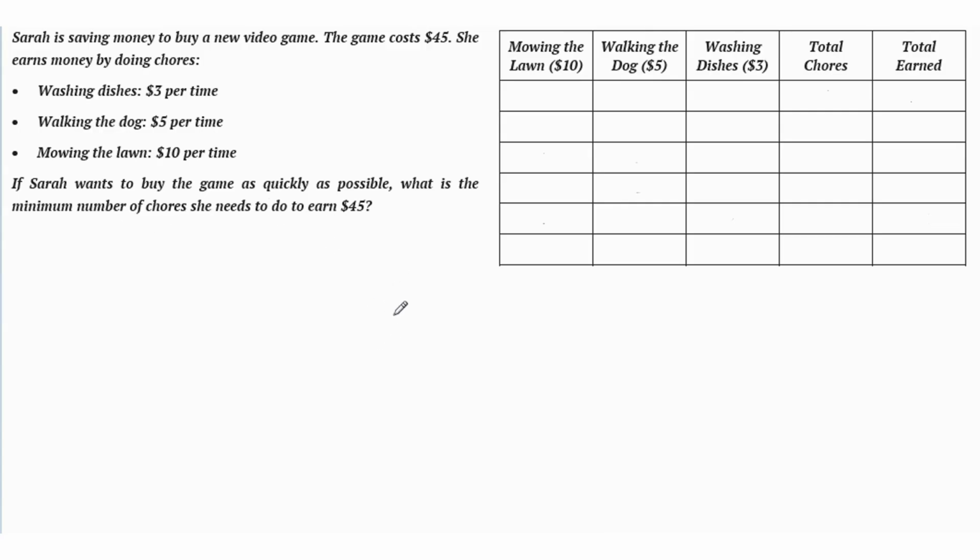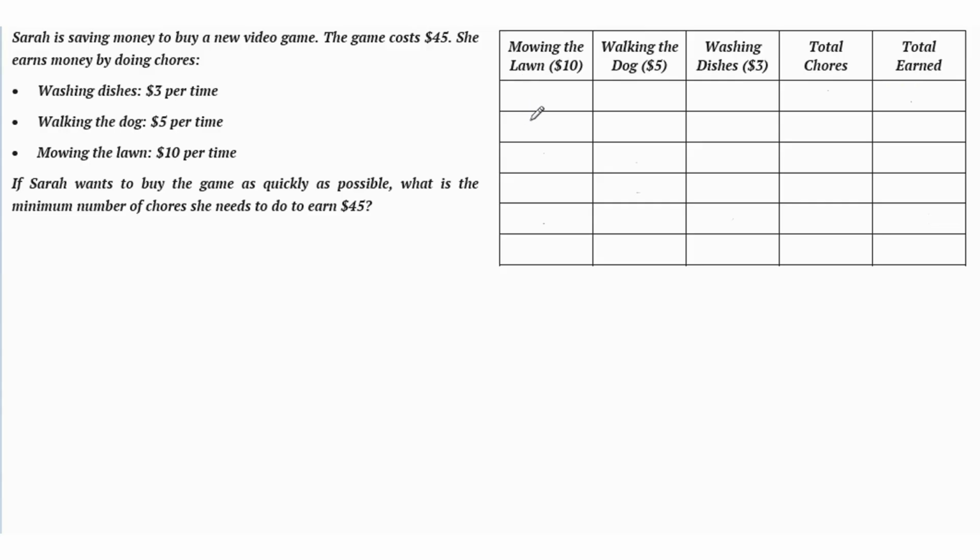So we know she needs to earn $45. And so really the question is not how many different ways can she earn $45, it's which way could she buy the game as quickly as possible? And what we mean by quickly as possible, we mean the least amount of chores possible. So again, washing dishes, $3, walking the dog, $5, mowing the lawn, $10. Now, I've already set up this table here, and what it's going to show is if she mows the lawn for $10, walks the dog for $5, and then washes the dishes for $3, however many times she does that, we're going to take the total amount of chores done and the total amount of money earned.